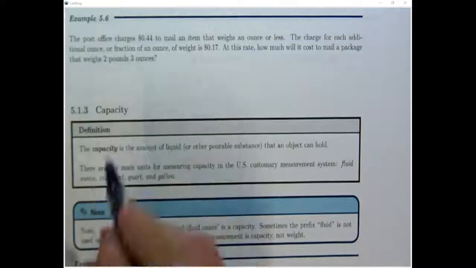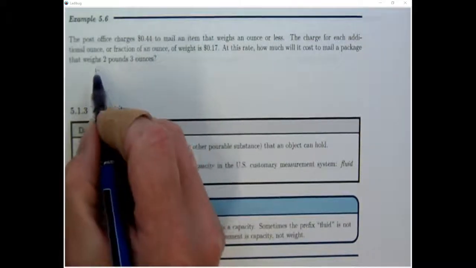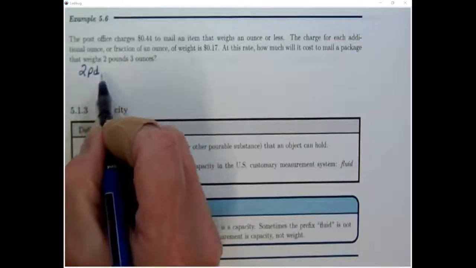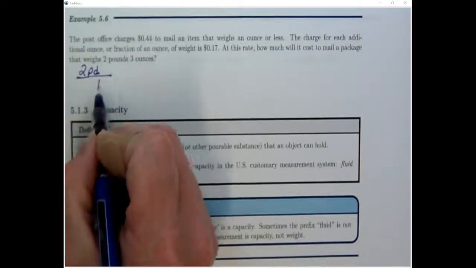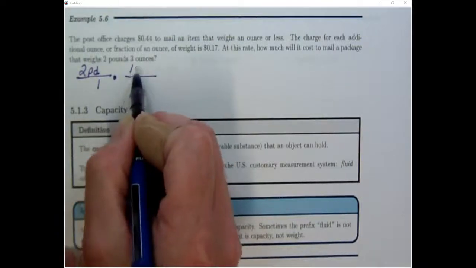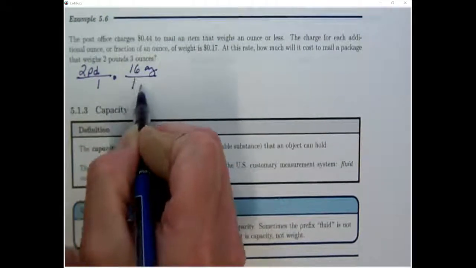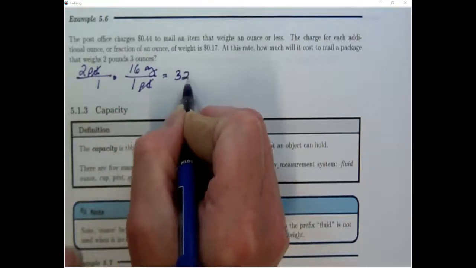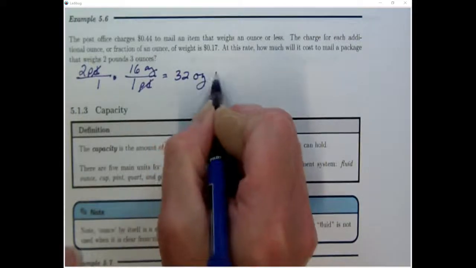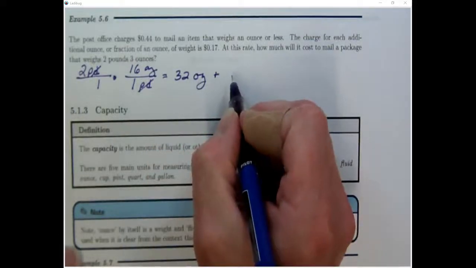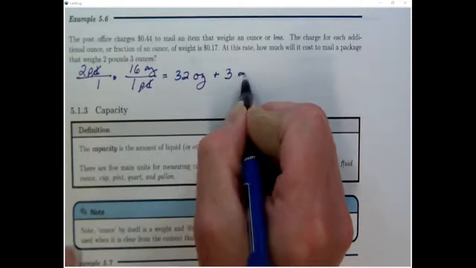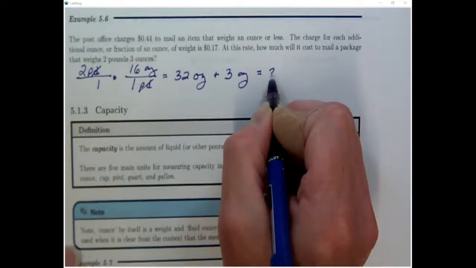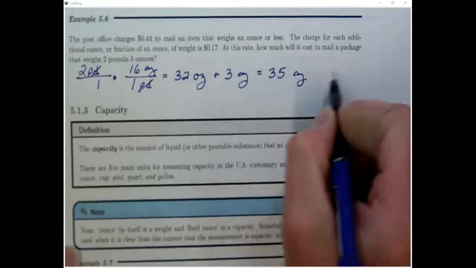So we have to convert our pounds to ounces. 2 pounds over 1, 16 ounces to 1 pound. These will reduce. That's 32 ounces. Plus we have the 3 ounces. So altogether we have 35 ounces total.